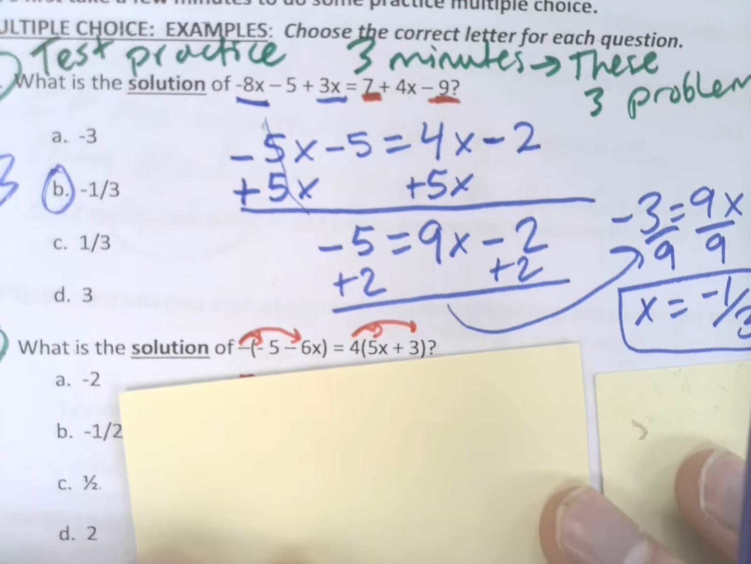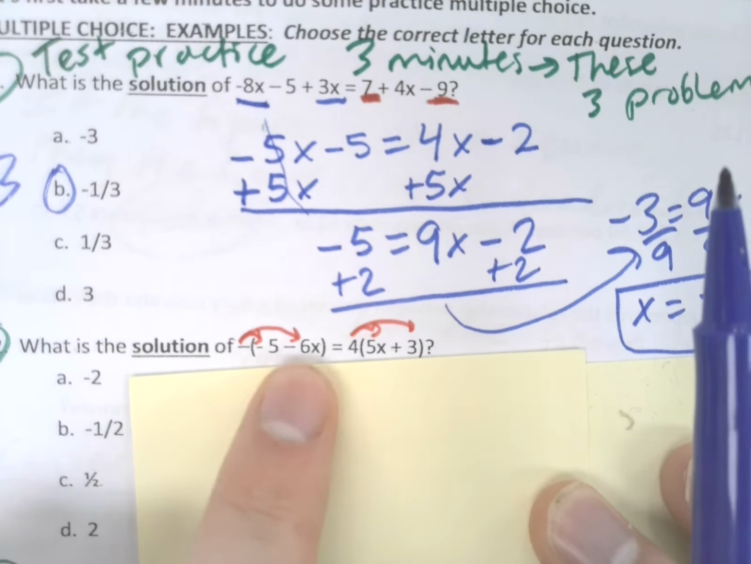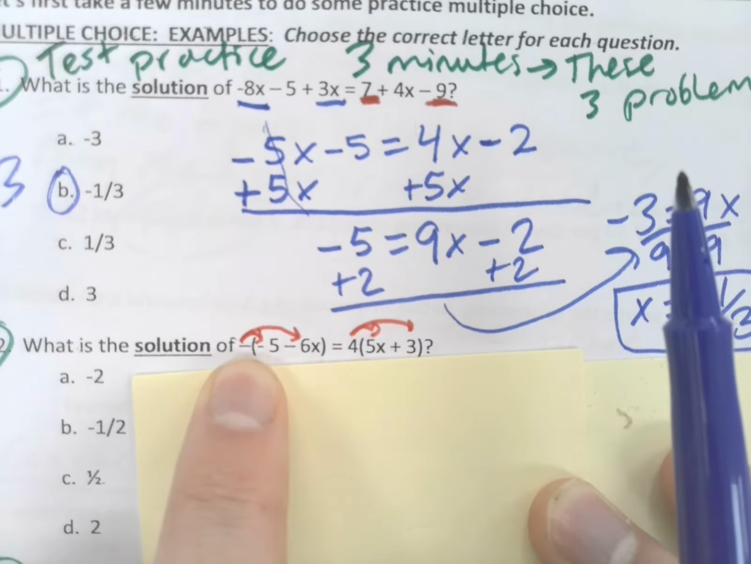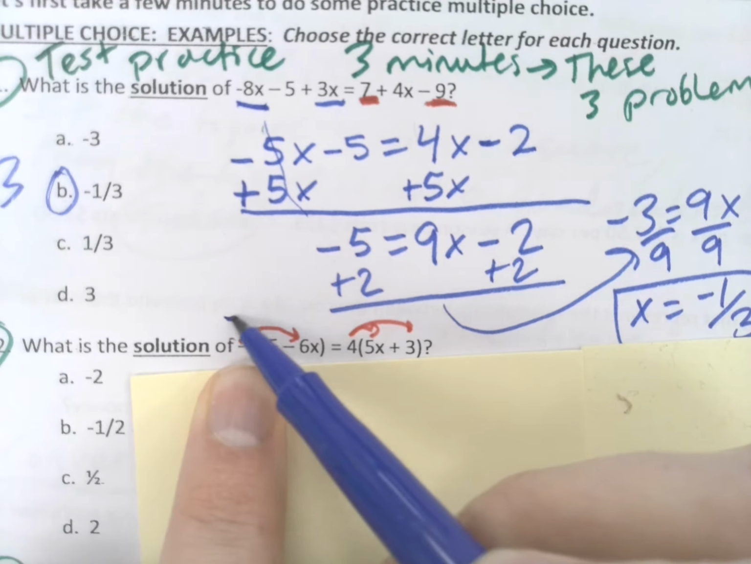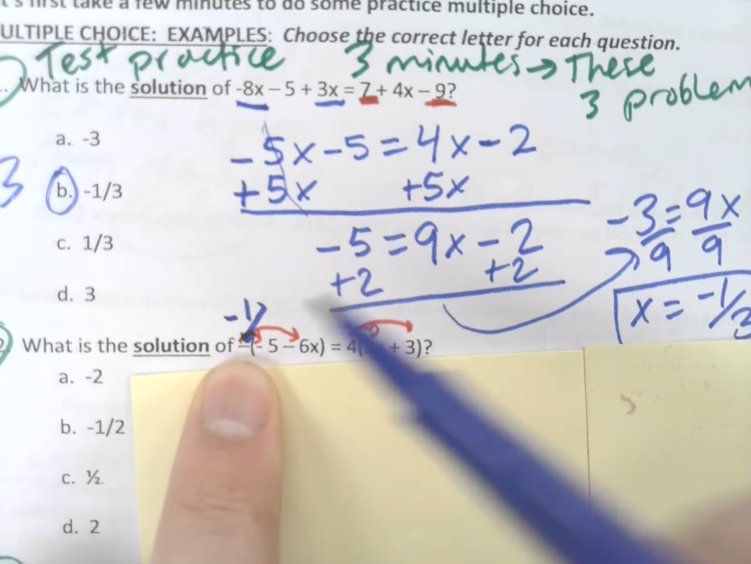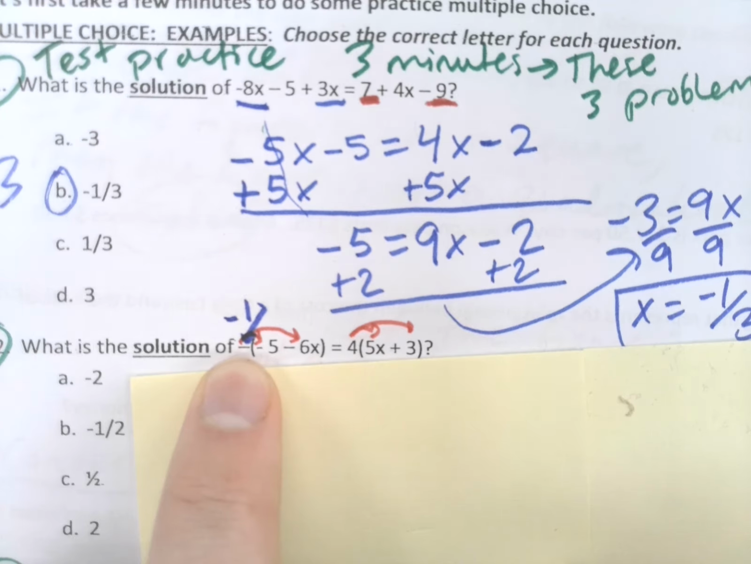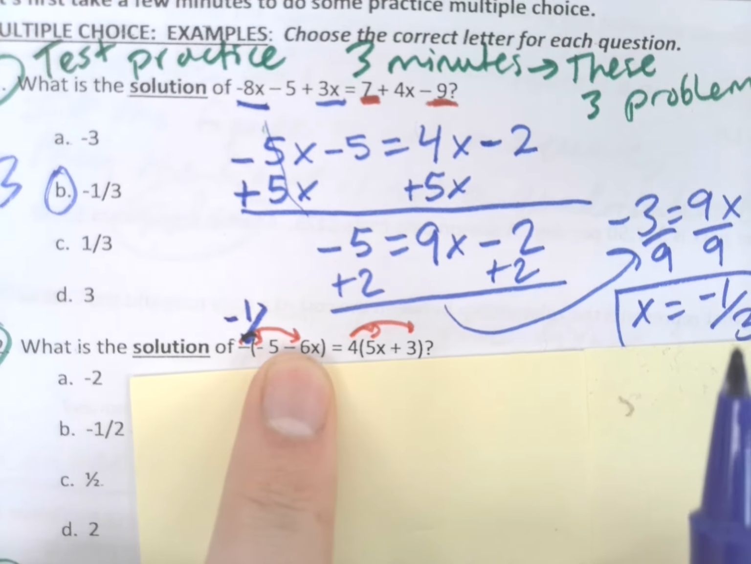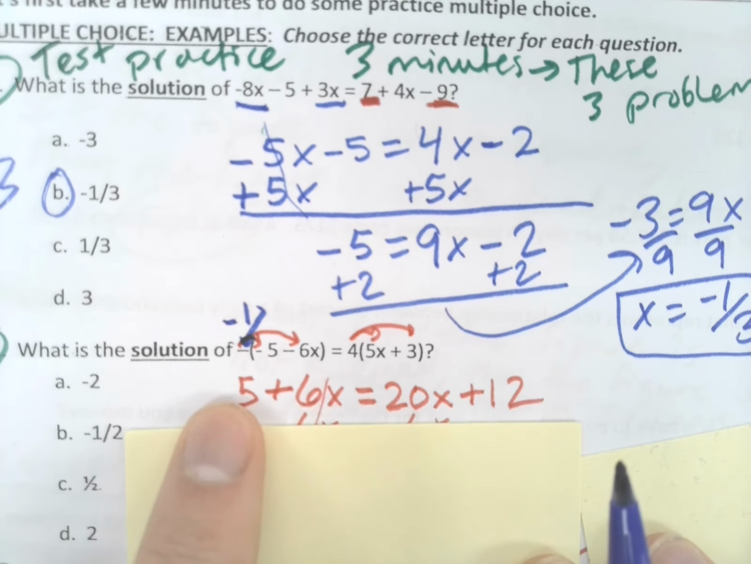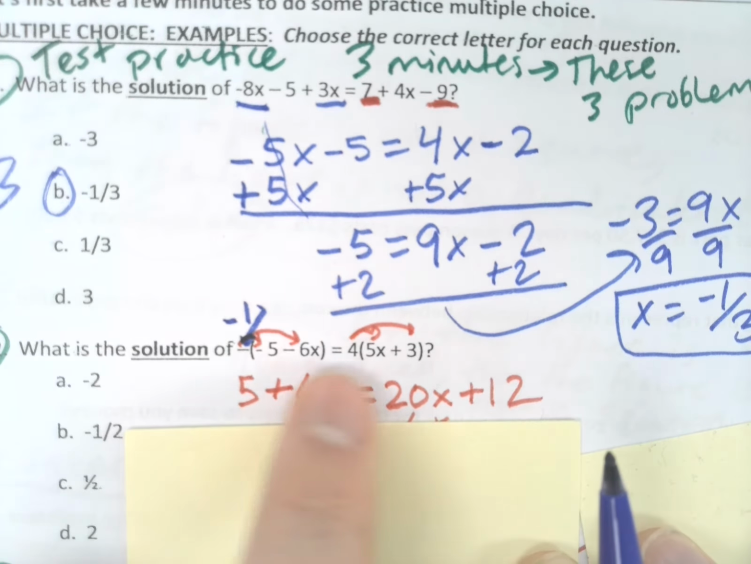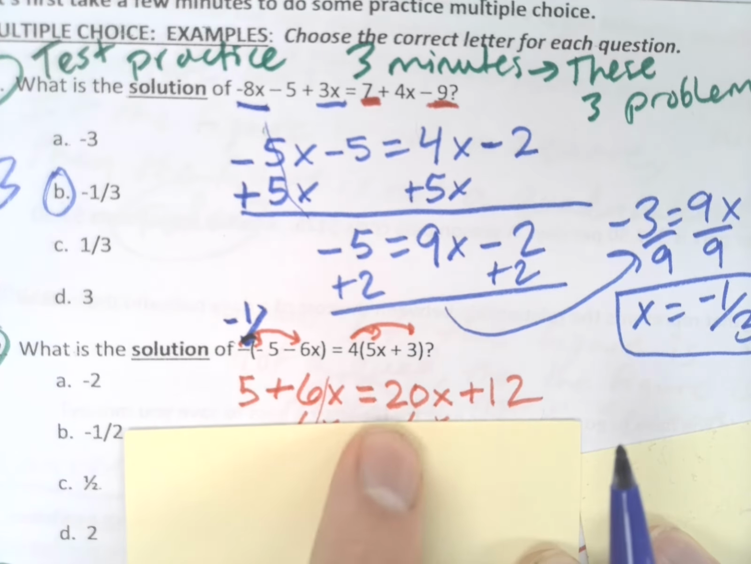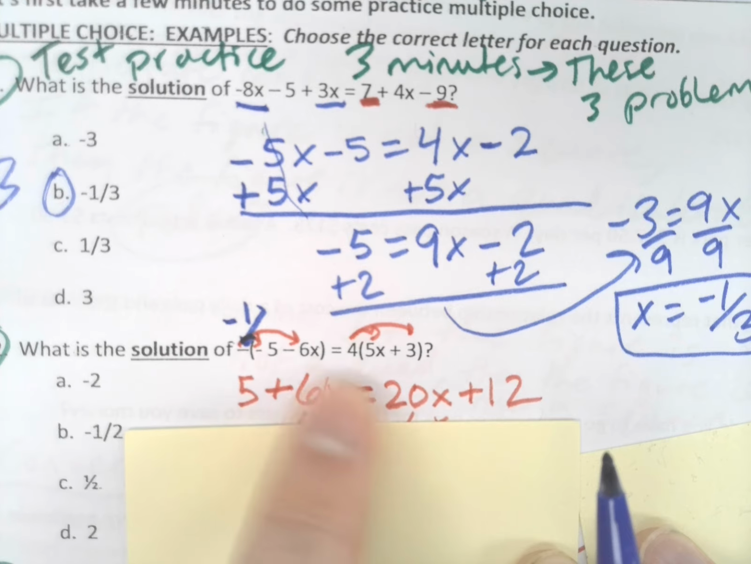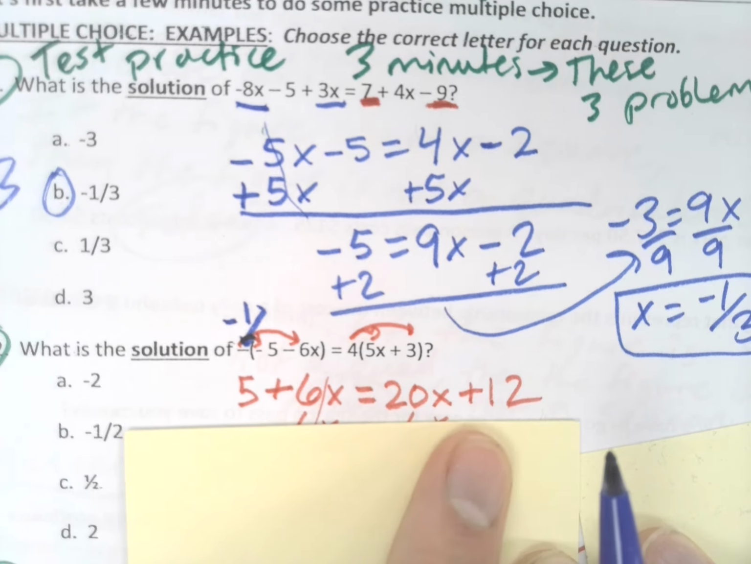Next up, number 2. Step 1, do we have parentheses? Yes, we do. If you just see a negative out front, we assume that is a negative 1 right there. So we distribute negative 1 to both of those. That gives you positive 5 and positive 6x. You also distribute 4 to both of those. 4 times 5x is 20x. 4 times 3 is 12.